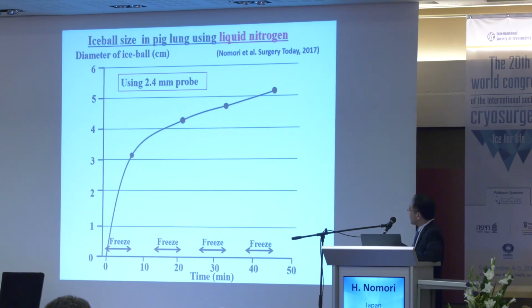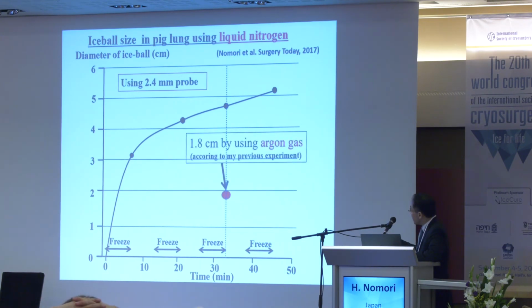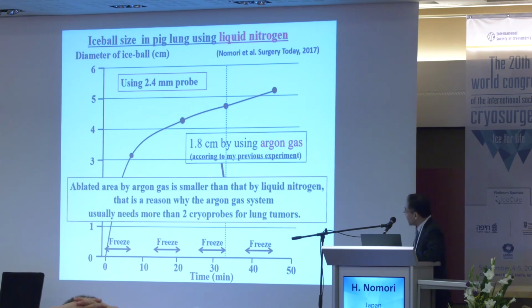This is a liquid ice ball in pig lung using liquid nitrogen. This is liquid nitrogen, but if you use argon gas, at the end of the third freeze, it was just 1.8 centimeter. The ablated area by argon gas is smaller than that by liquid nitrogen. That is the reason why the argon gas system usually needs more than 2 cryoprobes for lung tumors.